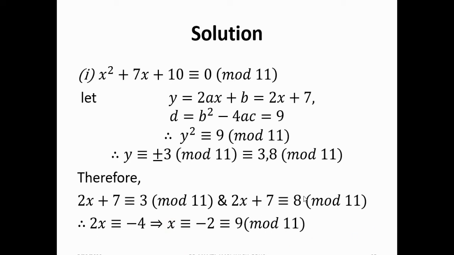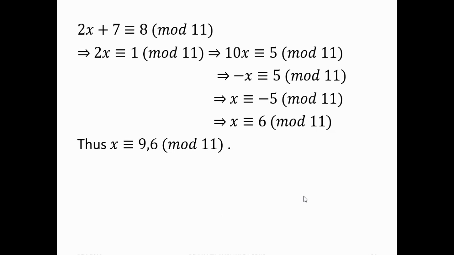Now let's consider this one, 2x plus 7 congruent to 8 modulo 11. Then from here 2x is congruent to 1 modulo 11. So if I multiply by 5 on both sides, I can multiply it by 5 because 5 and 11 are relatively prime. Therefore 10x is congruent to 5, and under modulo 11, 10 is minus 1. So minus x is congruent to 5 modulo 11, and this implies that x is congruent to minus 5. And minus 5 is congruent to 6 modulo 11. Therefore x is 6. And hence x is 9 and 6 modulo 11.